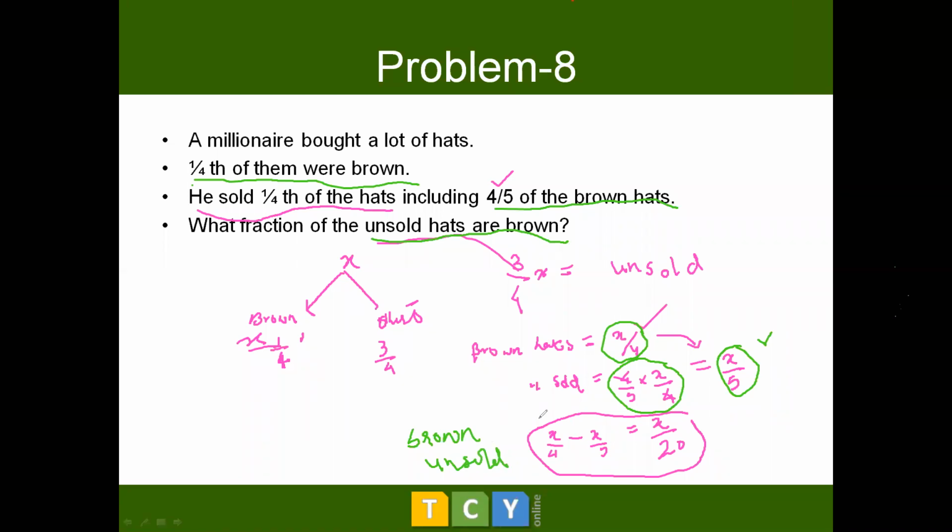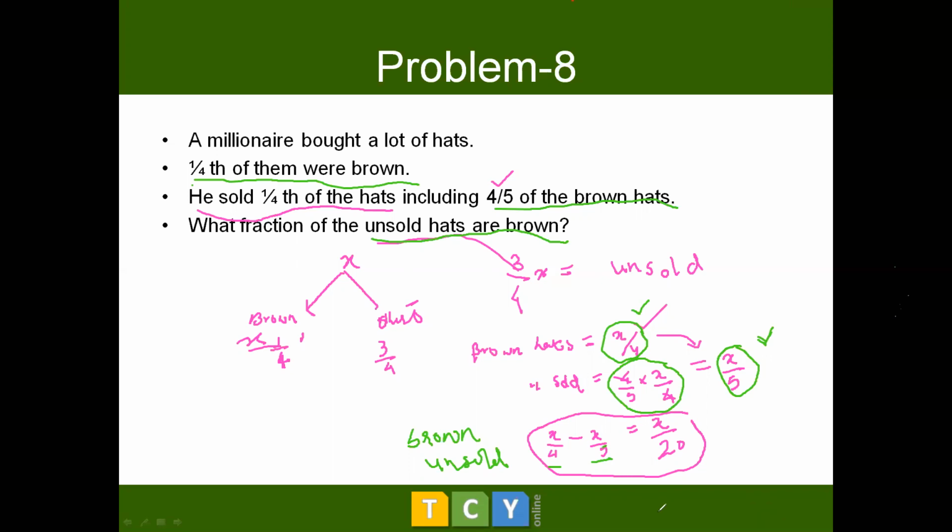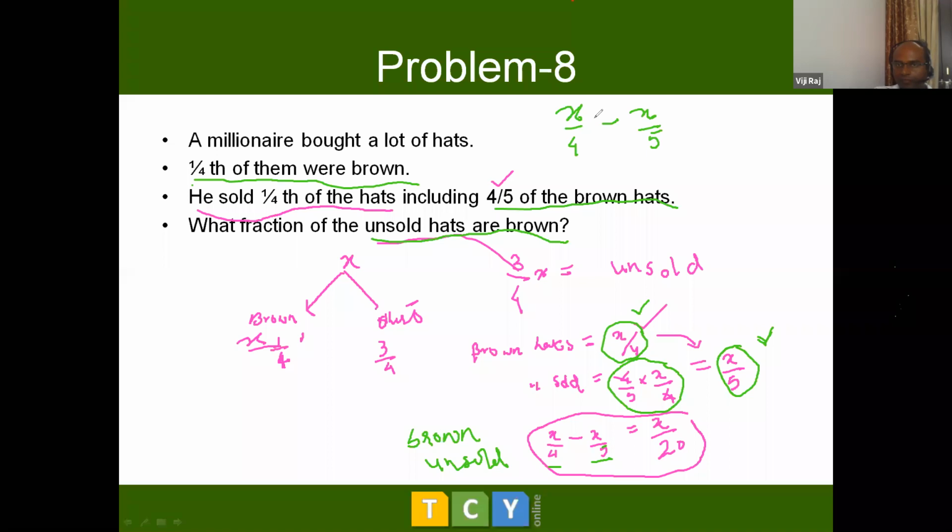Got it? So what will I do? From the total brown hats, I will remove the brown hats that were sold. X by 4 minus x by 5. Yes, sir. Okay? So you know how to subtract x by 4 and x by 5. We will make a common denominator. You can also do it like this: 5 into x minus 4 into x, divided by 4 into 5, 20. So this is x by 20. Right?